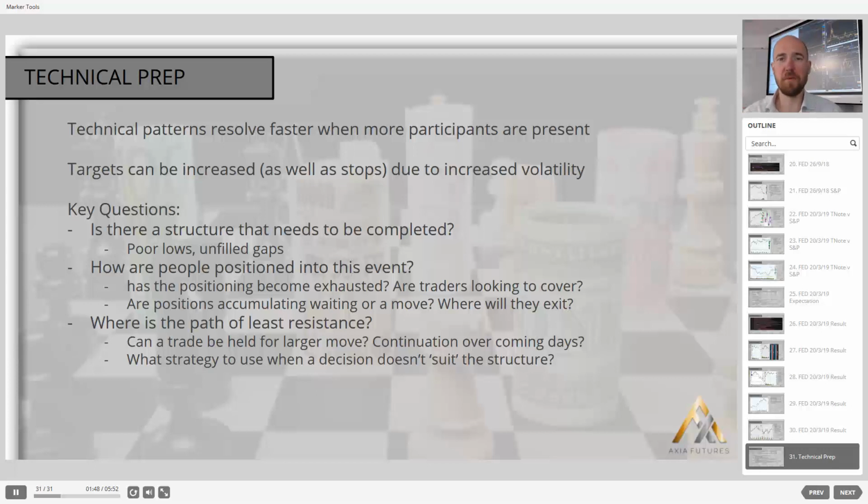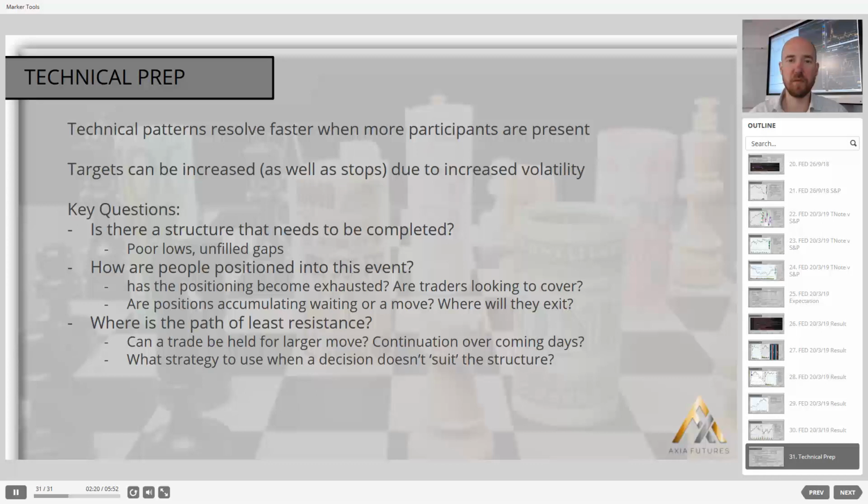The most important thing with any kind of preparation is to make sure that you've asked yourself the right questions though. And particularly with the technical side of things, this can be very well structured. And if there's 3 questions and you're only going to ask yourself 3, these are probably the 3 to be thinking about. First up, is there a structure that needs to be completed? Because in the event that you don't get any major decision from the central bank, the market then has the participants in it, it has the volume, and is likely then to go and complete that structure.